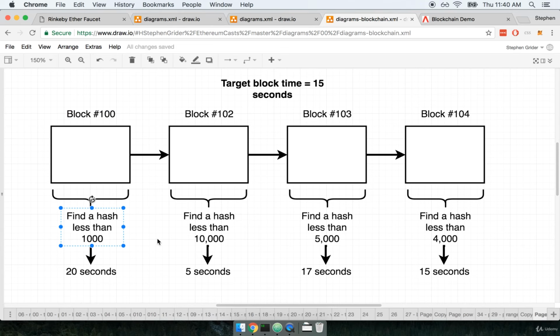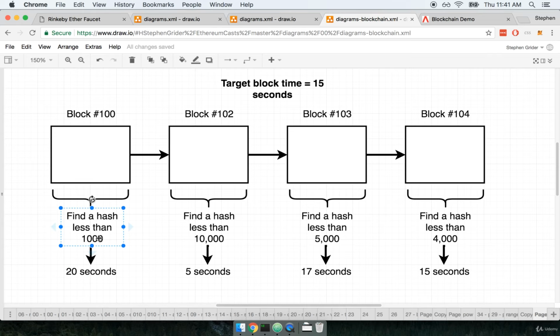And maybe we have a requirement that we have to find a hash that has a value less than 1,000. And let's imagine that with this requirement, it took the entire network 20 seconds to find a solution. So in this case, the network would say, whoa, hold up, that was way too long. It took us way too long to find a solution. We want to calculate a block within 15 seconds. So you know what? For the next block that we calculate, let's try to raise the difficulty limit.